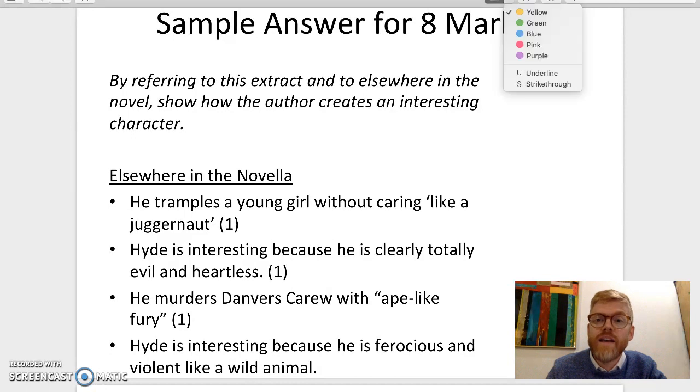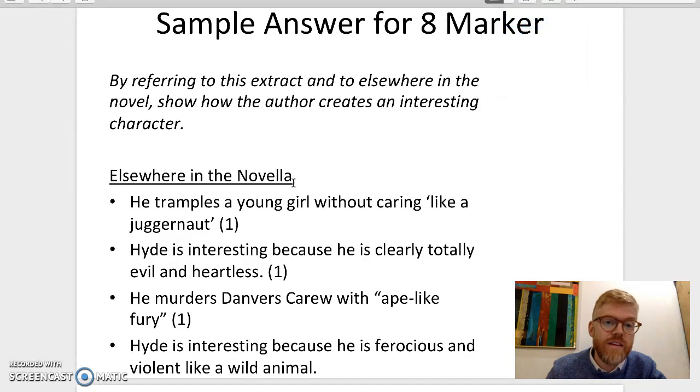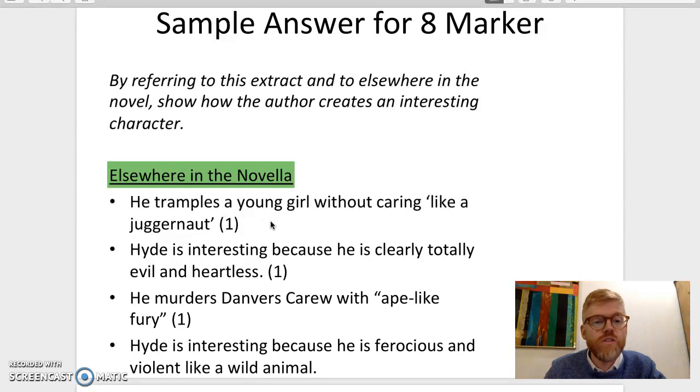And so again, I would recommend putting the heading elsewhere in the novella, and we're looking for 2 quotes and 2 appropriate comments here. So here's one of my quotes. He tramples a young girl without caring, like a juggernaut. I've just added in a little bit of context there because it helps us to understand the quote. He tramples a young girl without caring, like a juggernaut. That would get me 1 mark.